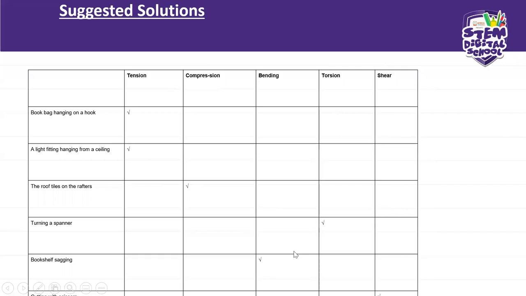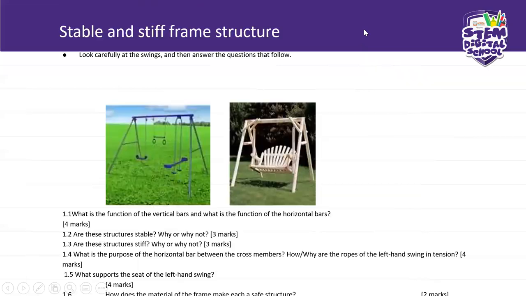I don't know why my screen is shortened now. Okay. Let's see if I can go back to the table.